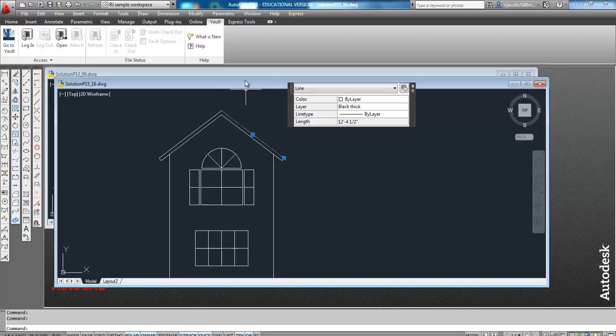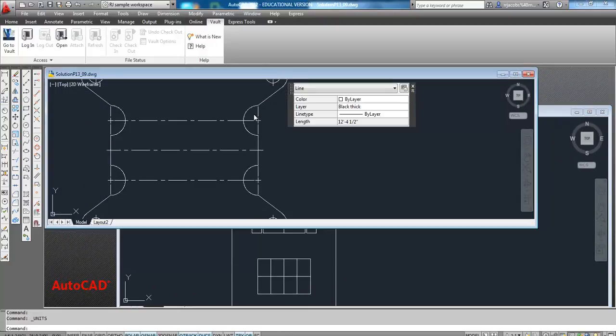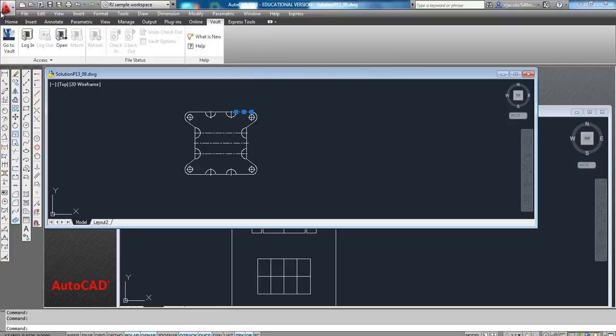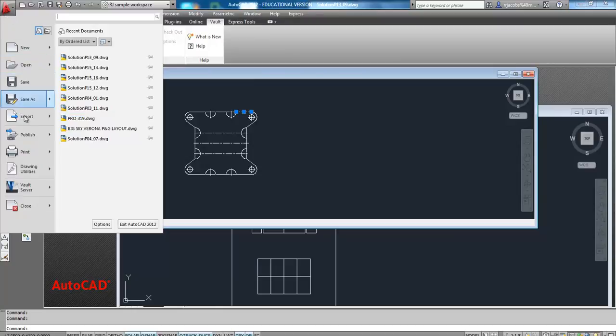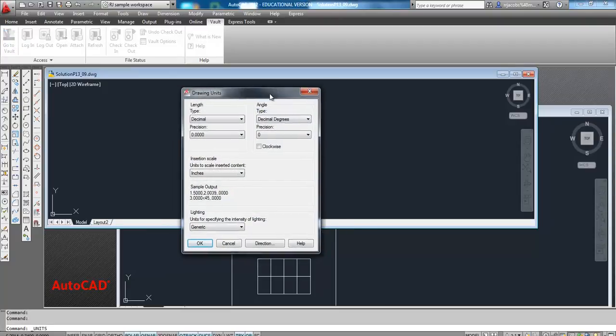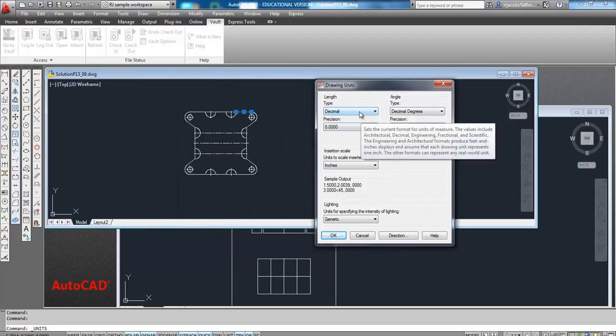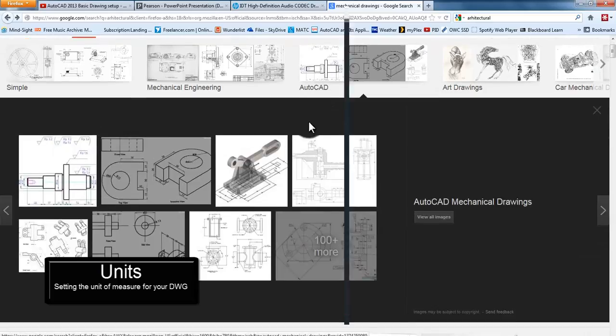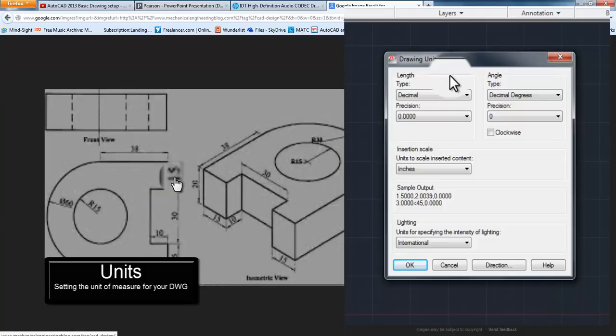But if I go look at a more mechanical type of drawing, like this part, and I click on the properties for this, it's 1.5000. Whether those are inches or centimeters, we really don't know until we actually look at this drawing and do what we did before and look at drawing utilities, units, and we see that it is measuring, in fact, in decimal inches. Just keep in mind that we'll be working with mainly 2 different types of units, decimal inch and feet and inches.